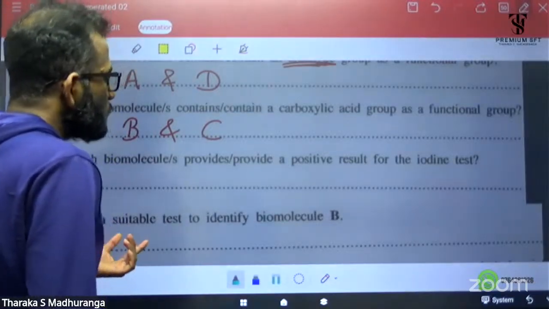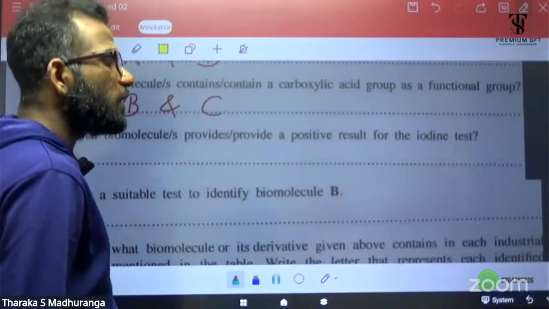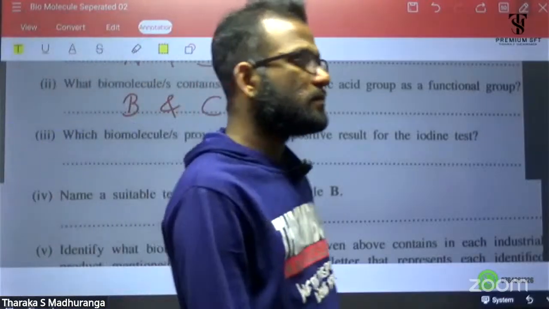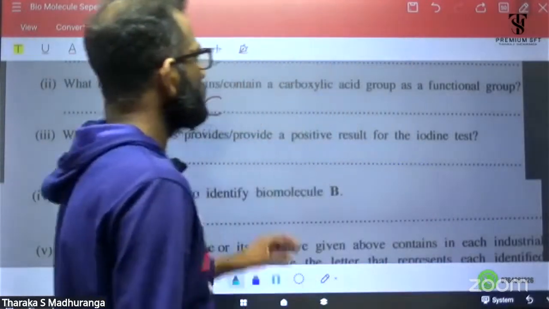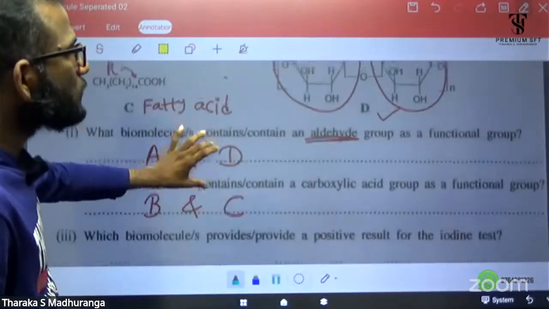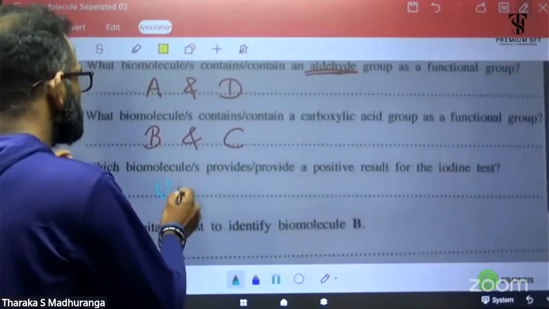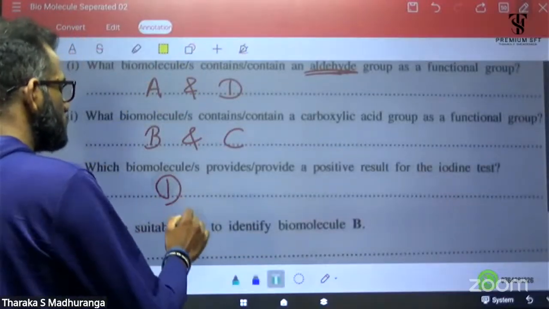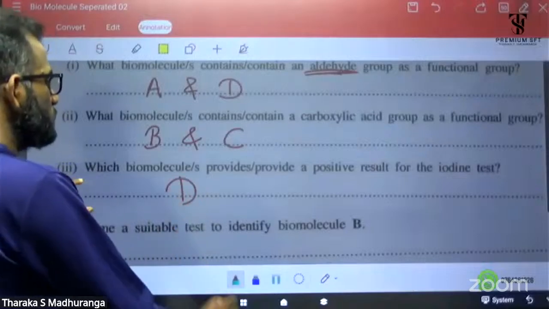Which biomolecule provides a positive result for the iodine test? Iodine test positive result only for starch, right? Starch is the D. D is the starch.